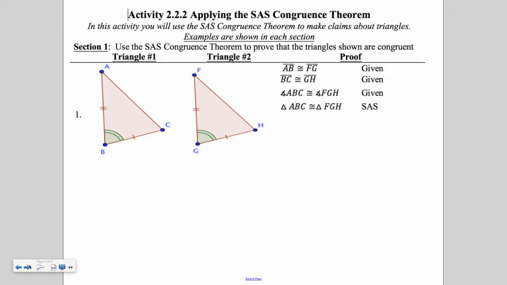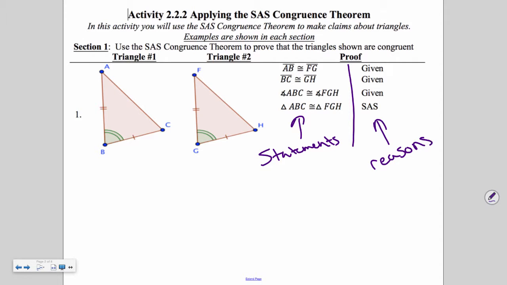So this example here illustrates what we call a two-column proof. There is on one side statements and reasons. So one column is the statements, another column is the reasons. For these first couple problems, we are proving the triangles congruent. So what you have to do is go by what is given first. Given means what is marked.